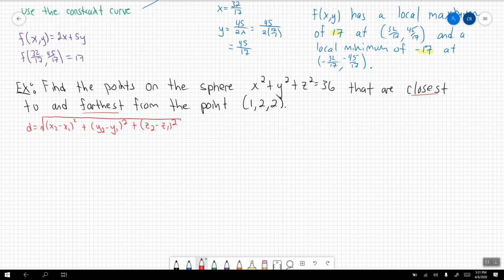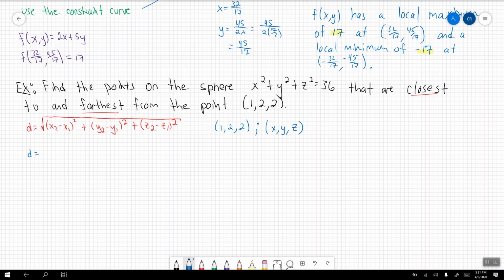There we are. Now, using this, I want to go ahead and make my substitutions for my points. One of the points that I'm using is going to be (1, 2, 2). The other point is just going to be the point on the sphere. We don't know what that point is, so we're just going to label it generically (x, y, z).